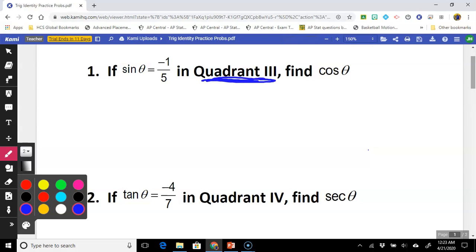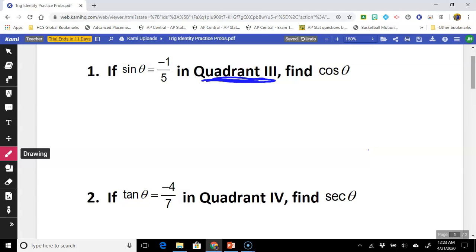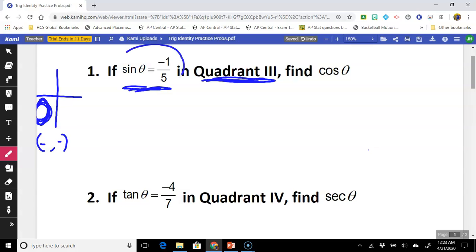Now, we should know that quadrant 3 is over in this area here. And what's happening there is both the x and the y coordinates are negative. So we should know if sine's negative, we also know that cosine is going to be negative. And that's going to come into play in a few minutes. But let's talk about what we're going to do with this. We know that sine and cosine are related through this one thing that we just talked about called the Pythagorean identity.